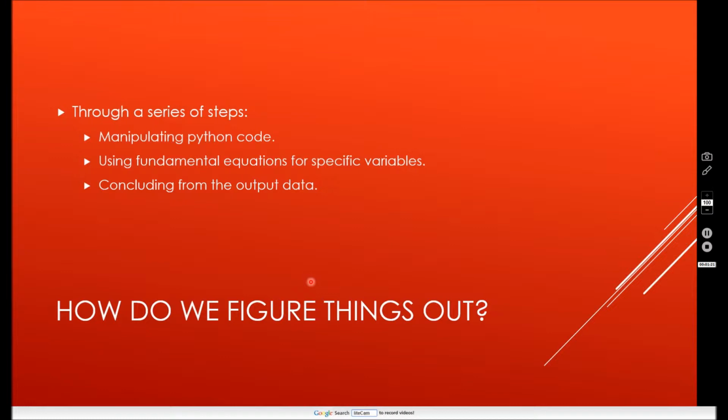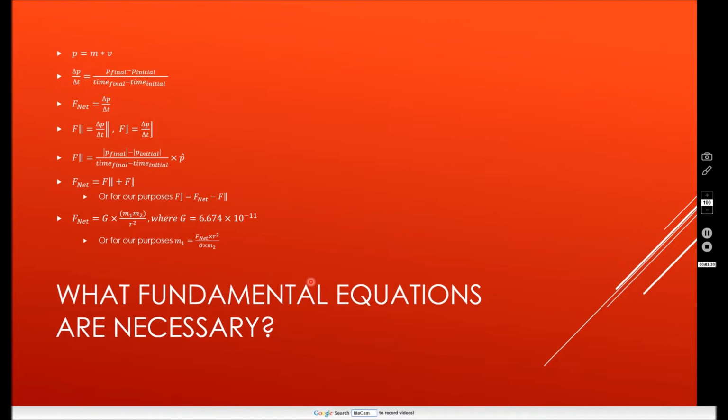And how are we going to figure things out? Through a series of steps. We're first going to manipulate Python code, then we're going to use our fundamental equations to solve for specific variables, and then we're going to conclude from our data.